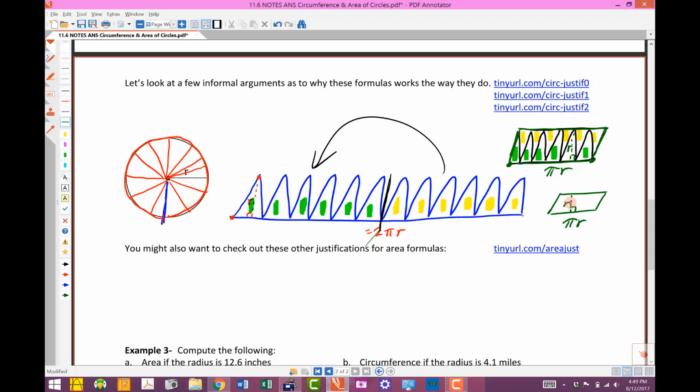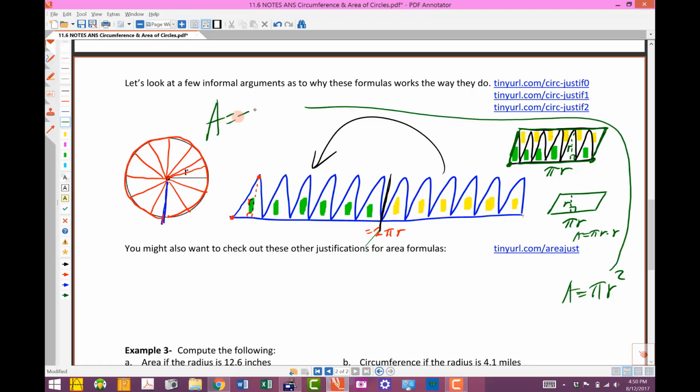So what would the formula for the area be? Well, it's going to be the base, which is pi r, times the height, which is r. So if you multiply those together, then you end up with area equals pi, and the easiest way to write r times r is just r squared. So I'm going to come back up here and I'm going to write that. So the formula is pi r squared.